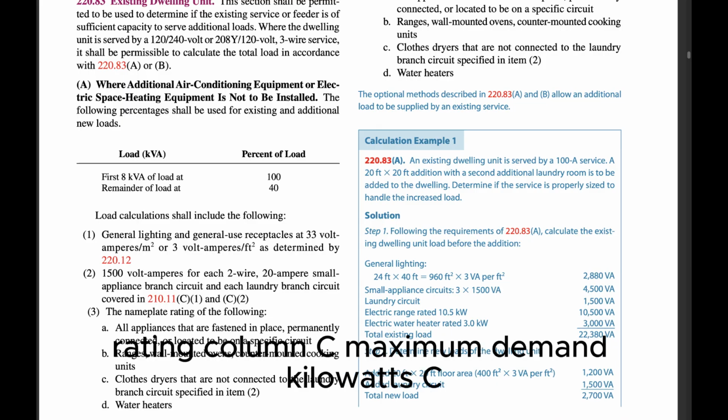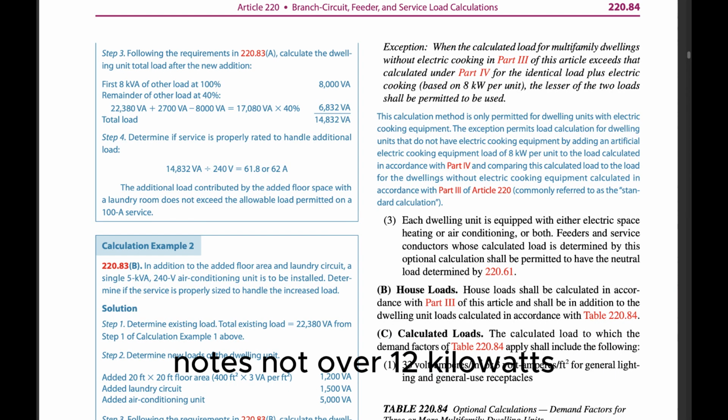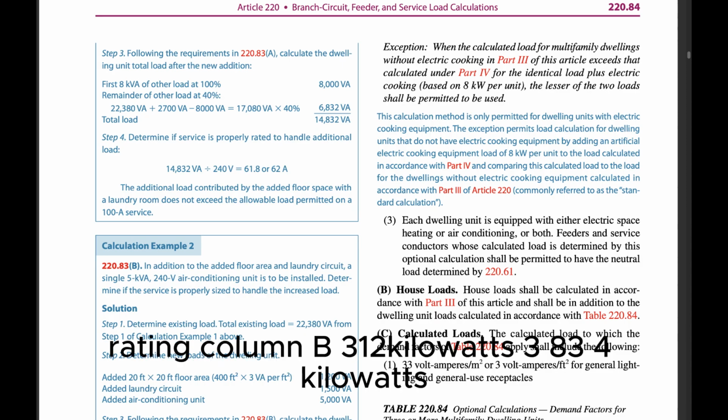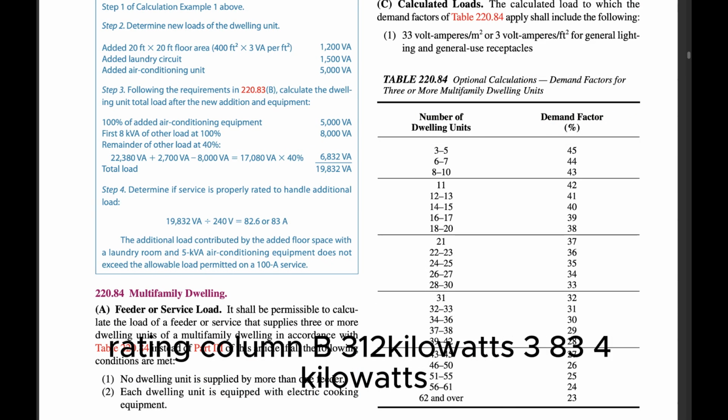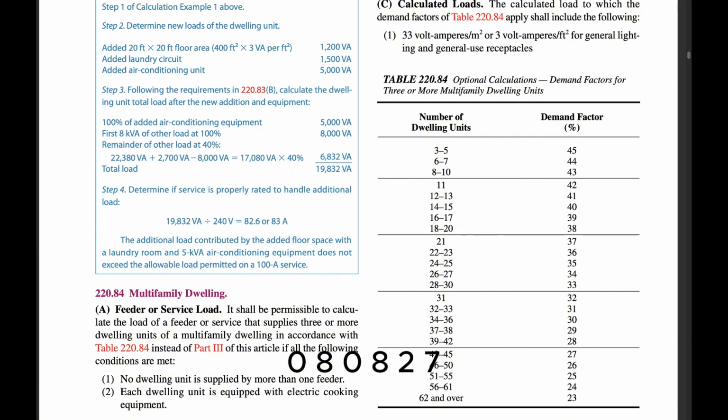Column C maximum demand kilowatts. C notes not over 12 kilowatts rating. Column B 3 1/2 kilowatts through 8 3/4 kilowatts rating.